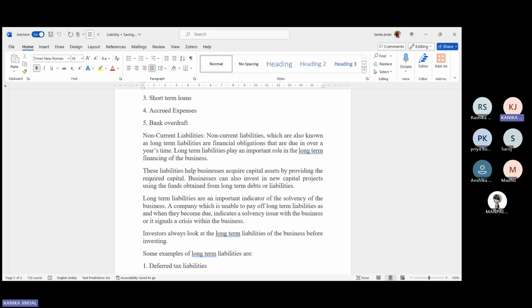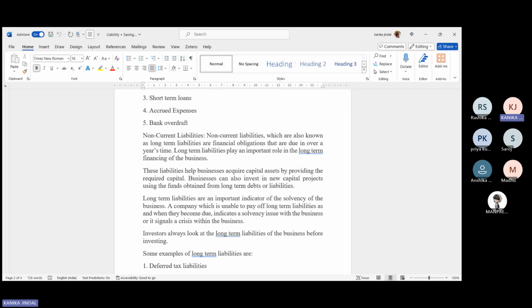Long-term liabilities are an important indicator of the solvency of the business, because if a company is unable to pay off long-term liabilities as and when they become due, it indicates there is some solvency issue with the business, which shows crisis within the business. So when a business is not able to pay its long-term liabilities, it is an indicator of weak solvency of the business. Investors always look at the long-term liabilities of the business before investing, because that shows how solvent the business is.